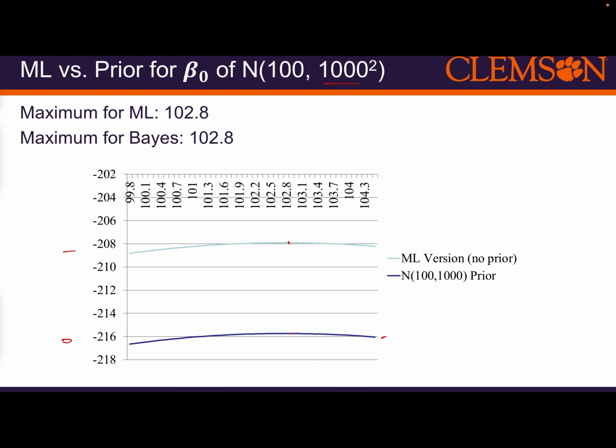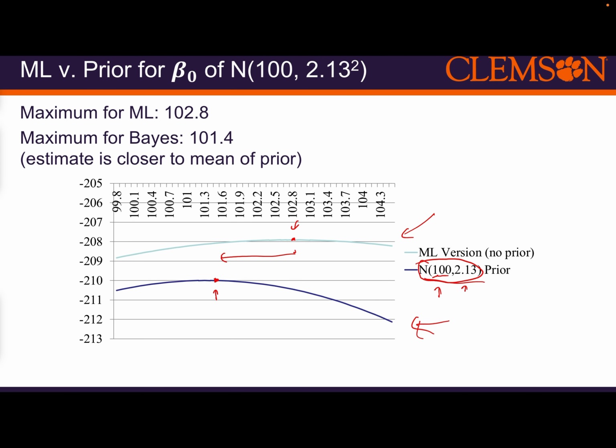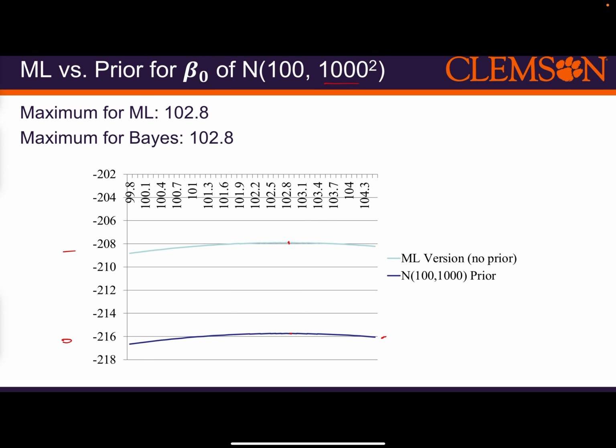So if you're a skeptic, and you should be, and you say, I don't believe that you can actually come up with a prior of 2.13 for the standard deviation. Come on now, that's 0.13, that's oddly specific, right? Yes, it's oddly specific. So the alternative is to try it with a very uninformative prior and see how much it changes. And in this case, it goes to 102.8.